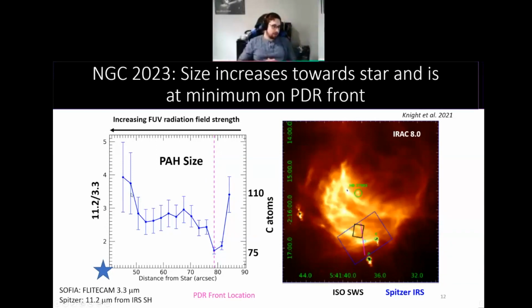So what that indicates is that you have, again, UV processing of these species, where the smaller PAH species are destroyed and only the largest PAHs can exist closer and closer towards the illuminating source. And for this study in particular, we used FLITECAM observations to measure the 3.3 band, and we used IRAS short high to measure the 11.2 band.